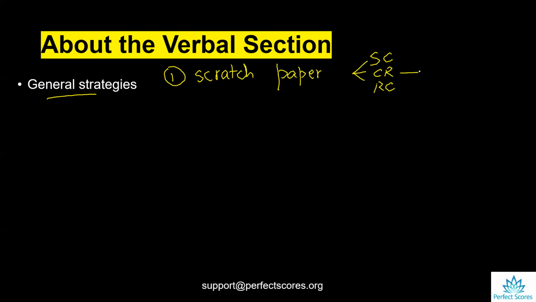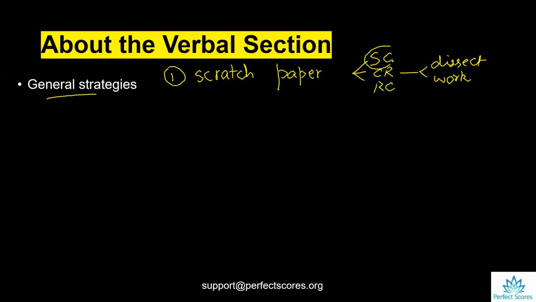Why critical reasoning? Because you need to dissect the argument that you get, and then you also need to work out the kind of answers that you're expecting to show up in the options. Same goes for the reading comprehension passages. You need the scratch paper so that you can take notes on what is given in the passage, you can dissect the passage, and then you need to work on the options one by one.